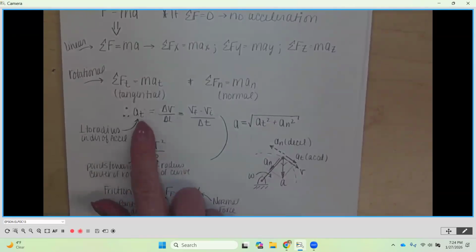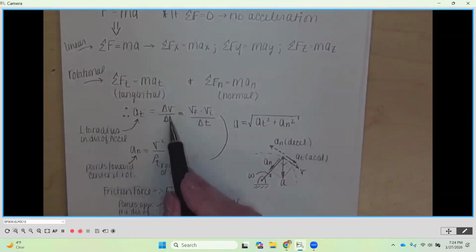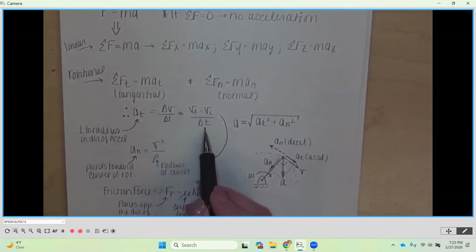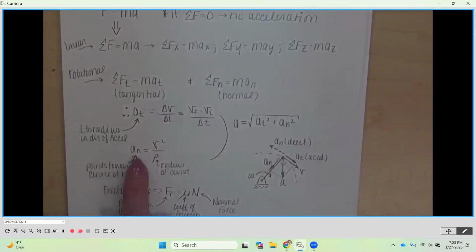The tangential component is going to be that change in velocity, final minus initial, divided by how much time it takes to change it. Its direction is perpendicular to the radius in the direction of acceleration. Remember, that's different than the direction of motion. If we're speeding up, accelerating, it's in the same direction as motion. If we're slowing down, it's going to be opposite the direction of motion. The normal component, again, this is a repeat from the end of chapter 11.